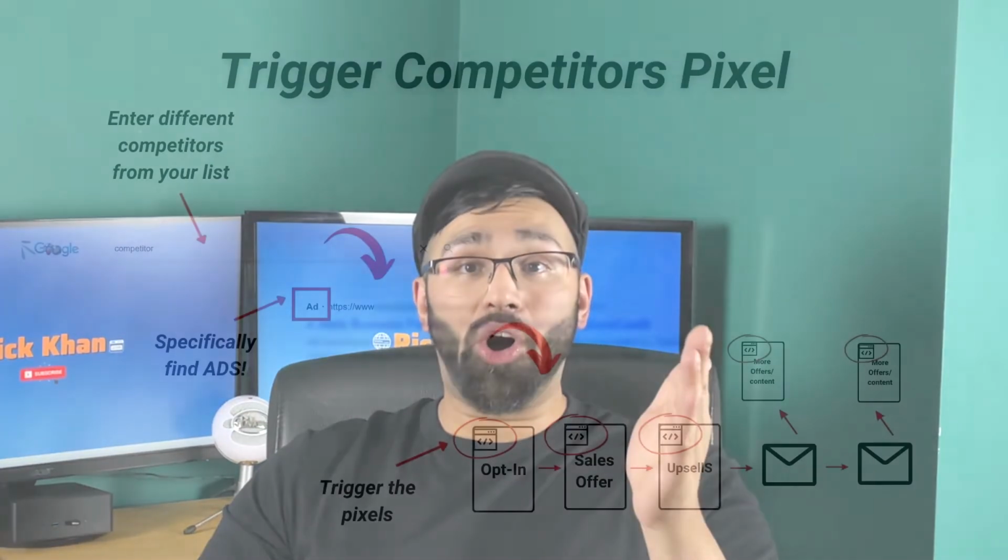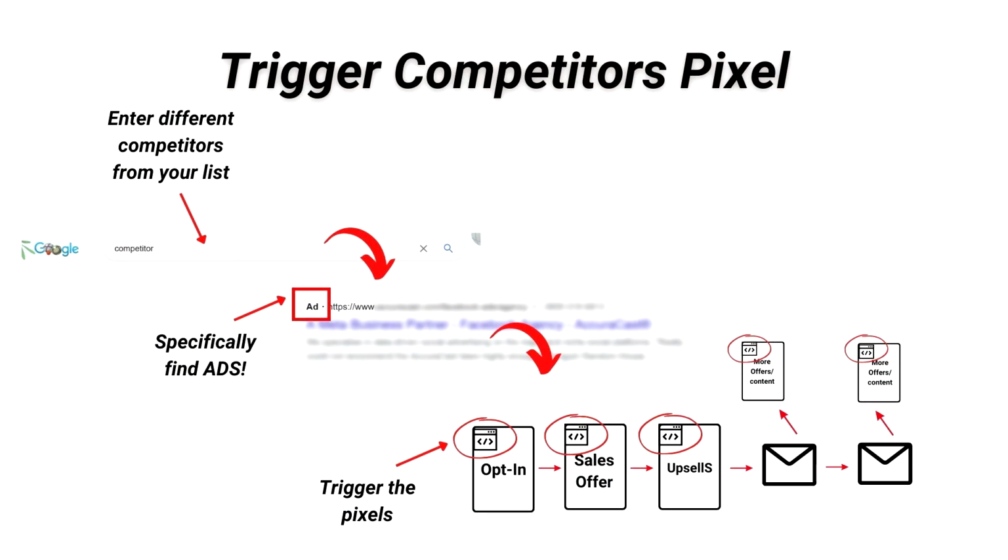Firstly, you want to have a list of as many competitors already written down, specifically finding competitors who are already running ads in your industry. And here's how you can find them. First, Google your competitors and check if they have Google ads running. And once you find an ad, click on it and go through their funnel. Make sure if it's an opt-in to put your email in, and then make sure you open the links in your email, because what you're doing is triggering the pixel on their website so they display ads on your feed.